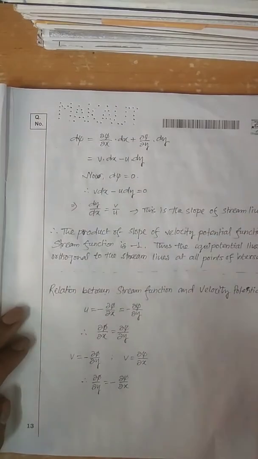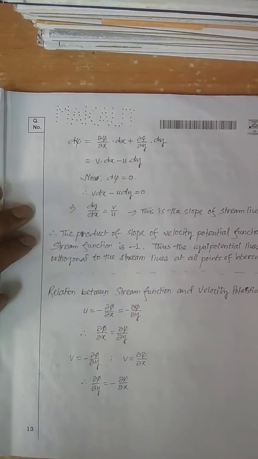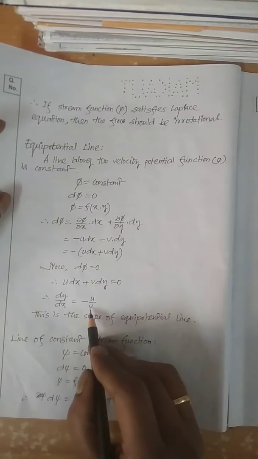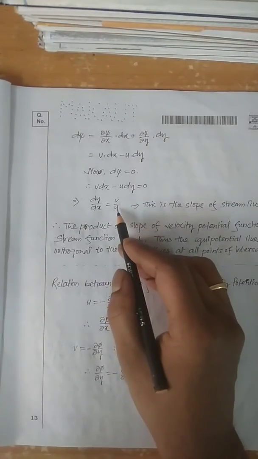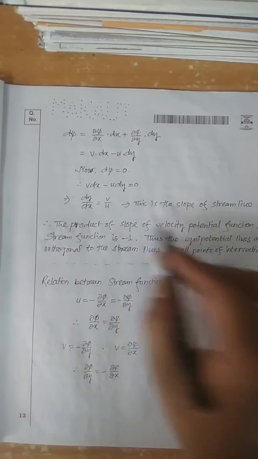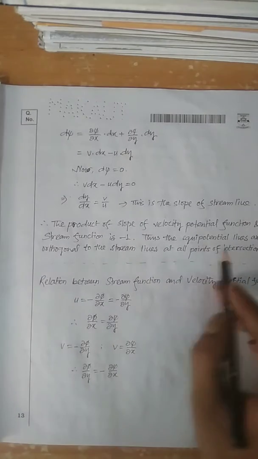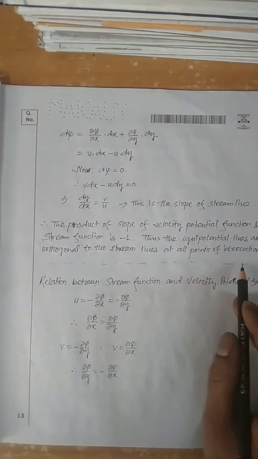Now the product of the slopes of the streamline and the equipotential line should be equal to minus 1, because the slope of the equipotential line was minus u by v, and the slope of the streamline is equal to v by u. The product of these two slopes should be equal to minus 1, so it can be concluded that these two lines, the equipotential line and the streamlines, are orthogonal to each other.